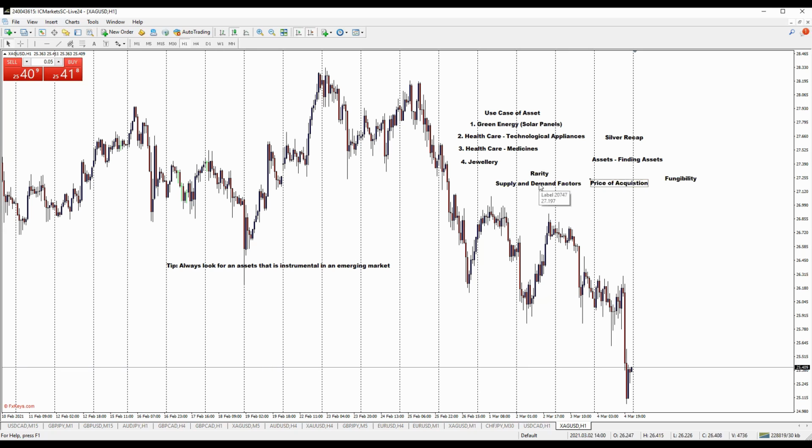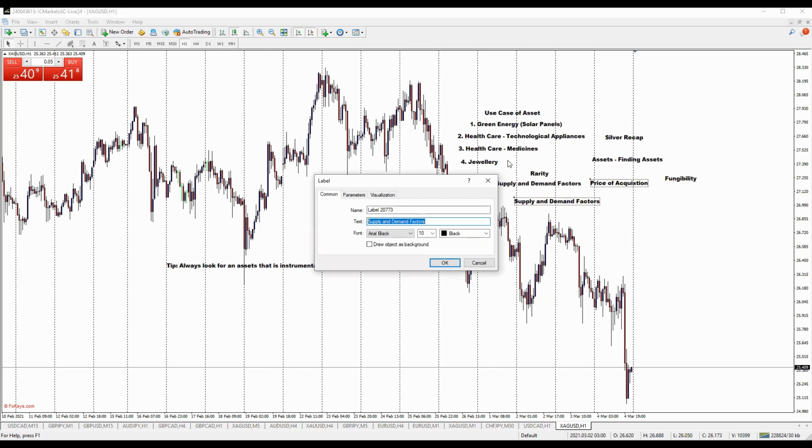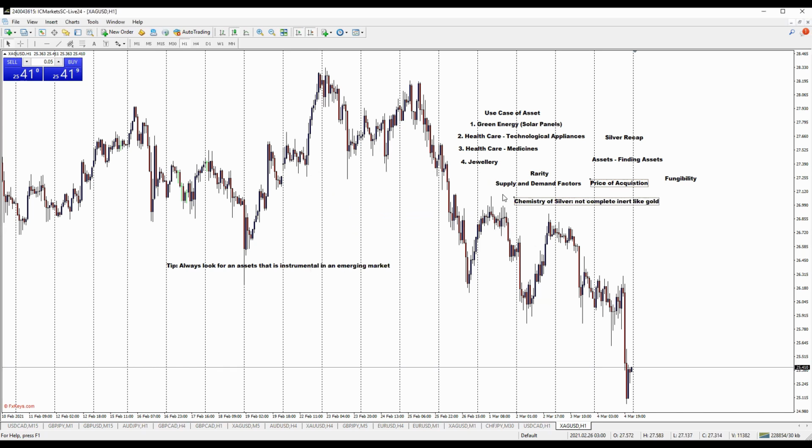Now you don't have to be a scientist. For me, thank God I did my degree in chemistry and pharmaceutical sciences, my master's, so all the science is still locked in my head somewhere. But we know that the chemistry of silver is not completely inert like gold. Okay. So when it comes to the chemistry of silver, it's not completely inert like gold.